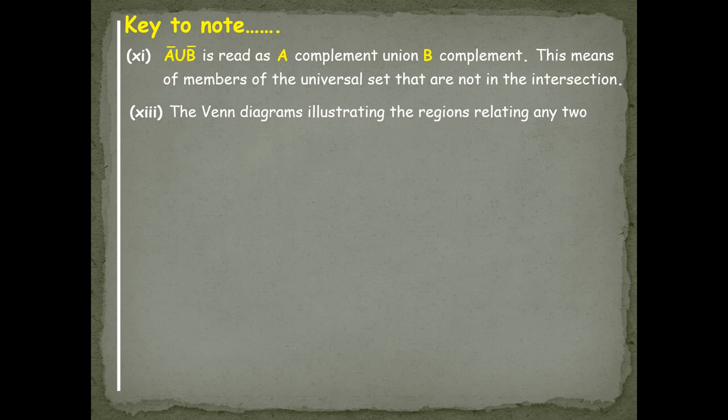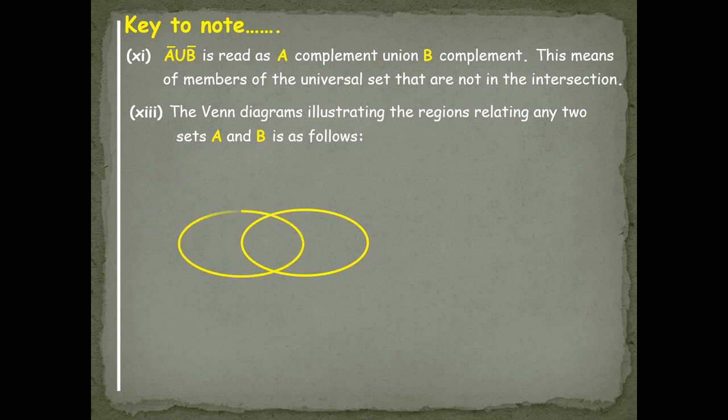All these terms we shall look at in more detail as far as the Venn diagram is concerned. We can now consider the Venn diagram illustrating the regions relating to two sets A and B as follows. So we can sketch that. It is a Venn diagram.